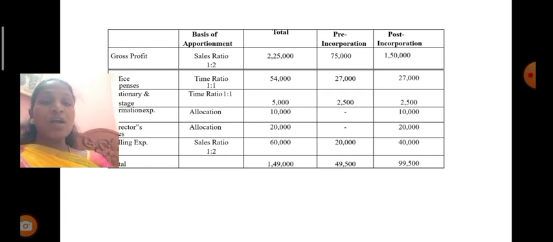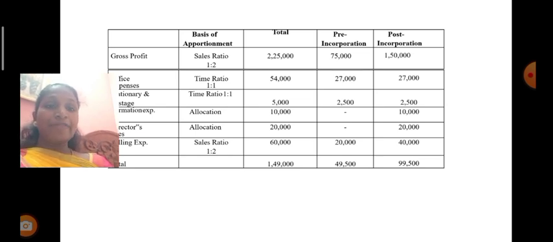Next item is selling expenses. Selling expenses come under the head of sales ratio. The sales ratio is 1:2. The total amount is 60,000. So 60,000 into 1 divided by 3, and 60,000 into 2 divided by 3. The amount is 20,000 for the pre-incorporation period and 40,000 for the post-incorporation period.